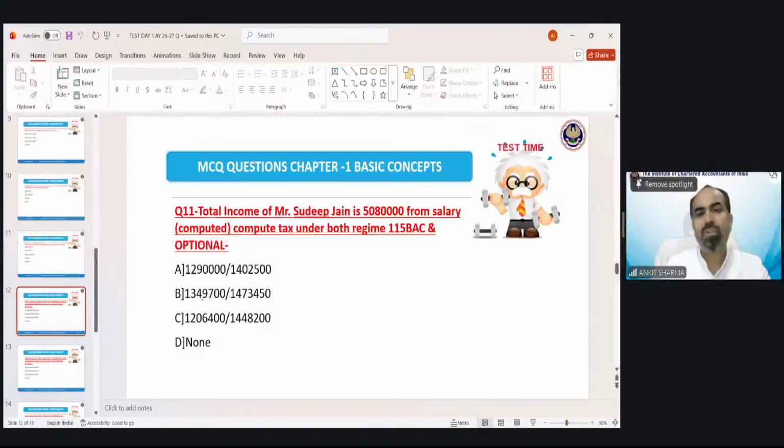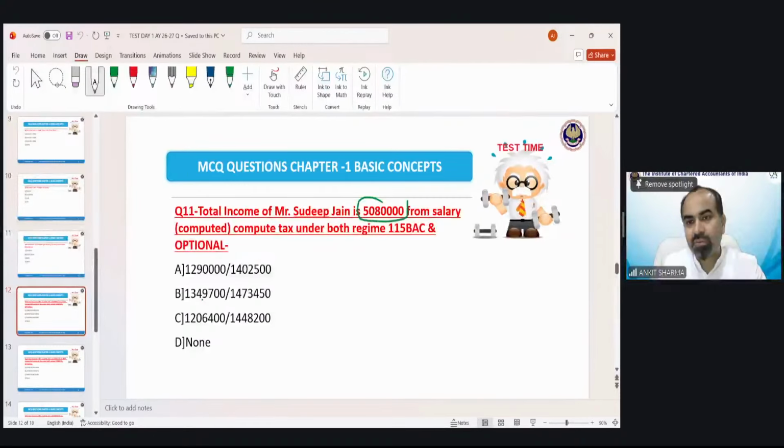Total income of Mr. Sudeep Jain is 50,80,000 from salary. Compute tax under both regimes, under section 115BAC and optional. So you have to calculate tax. And now you can see the income is just slightly above 50 lakh rupees, on which surcharge starts applying. So that's why we have to calculate the tax as per marginal relief.